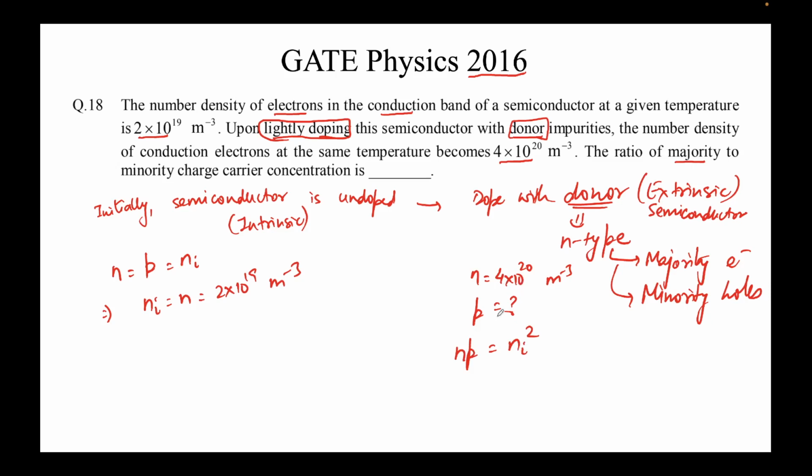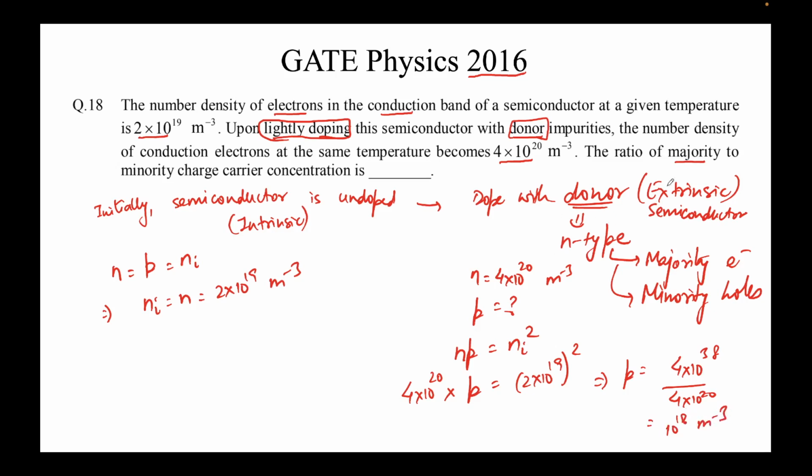Now, what is the value of n for the doped semiconductor? It is given, 4 into 10 to the power 20. What is the value of holes in this n-type semiconductor? We don't know. We'll assume it's p. And Ni is the same as before because we have not changed the temperature. So, 2 into 10 to the power 19 squared. This will give me p as 4 into 10 to the 38 divided by 4 into 10 to the power 20, which is 10 to the power 18 per meter cube.